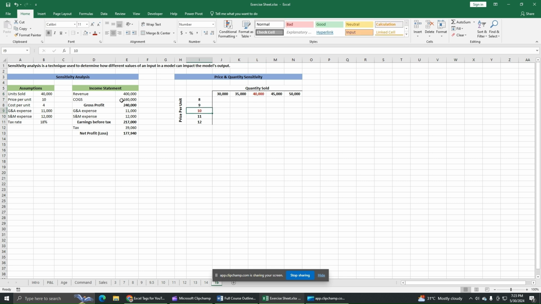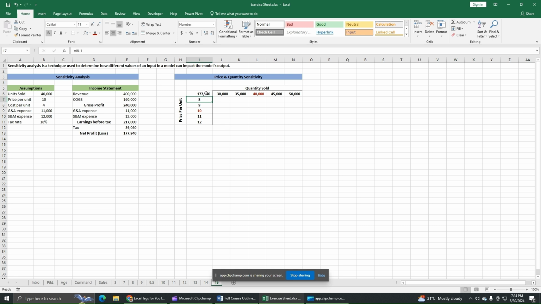So I want to say if the price changes, these are our main data for this model, and we want to see if the price decreases or increases, or if the quantity sold decreases or increases, how our net profit will be changed. And in this place I want to give net profit, this one. Okay, so it is done.